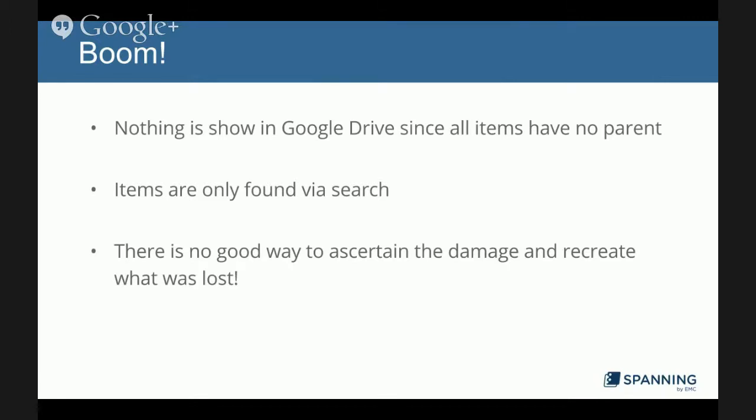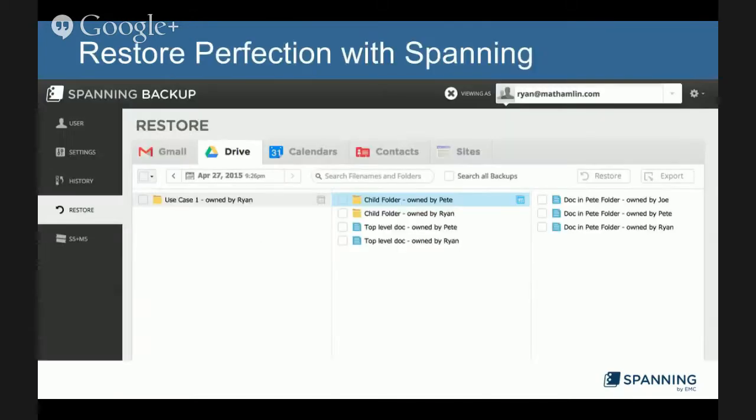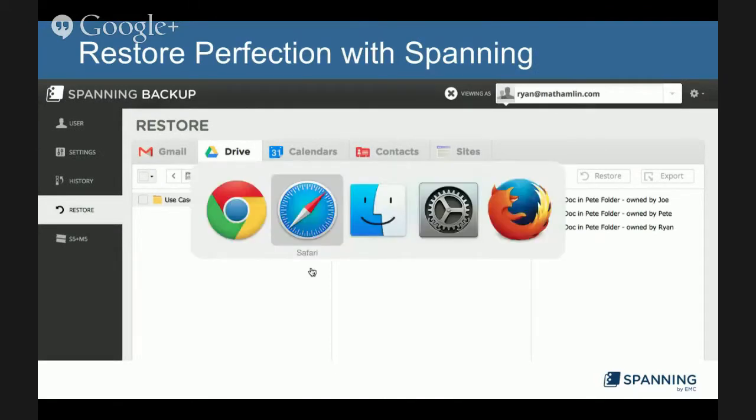Again, you can find them via search, but there's not a good way to ascertain the damage. It's not a good way to understand the entirety of the fallout of deleting that folder, and to recreate that, right? It's lost. It's not a good way to fully understand what happened to every file and try to put it back. So with Spanning, we do make that much, much easier. So let's take a look at that.